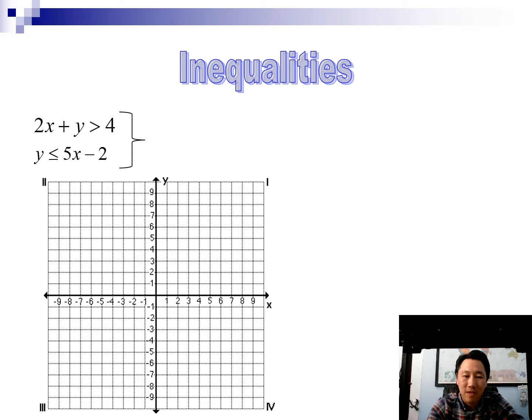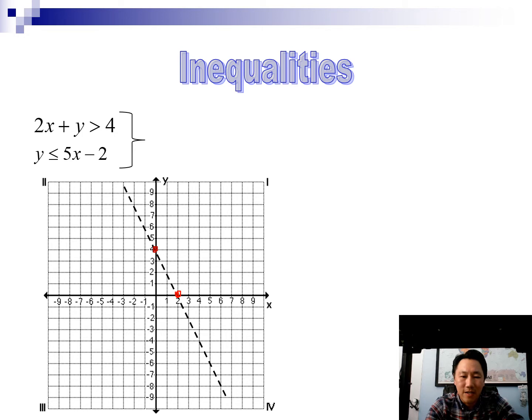So my cover-up method, I cover up the y, and then solve the x in my head, divide both sides by 2. I have x is equal to 2. There's my x-intercept. And then I'm going to go ahead and cover up the x now. And it turns out that the y-intercept is equal to 4. Okay, from there I can draw in my line.